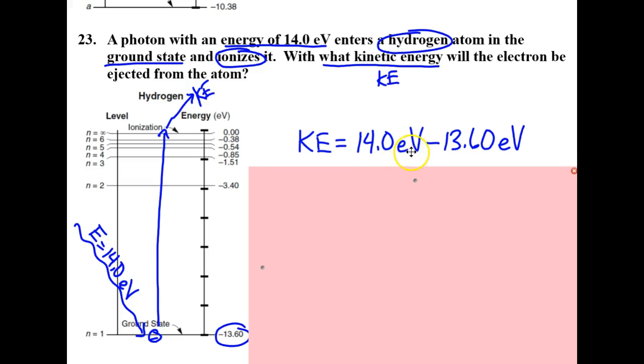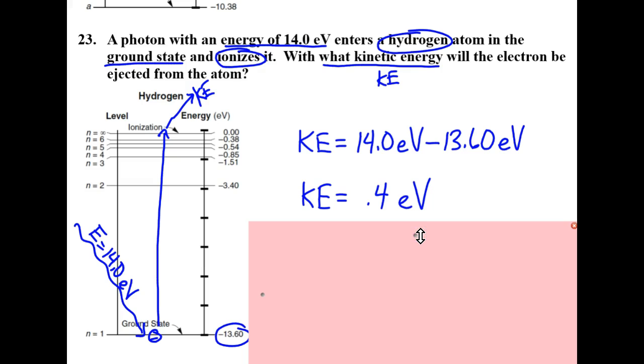So the KE is going to be the 14 electron volts of energy that hit the electron, minus the 13.6 electron volts required to ionize it. That leftover amount is imparted to the electron in the form of kinetic energy. So there you go, there you have it. It's a pretty easy answer to number 23.